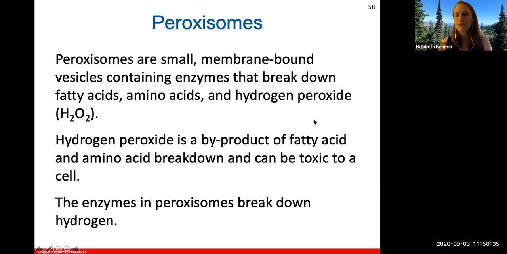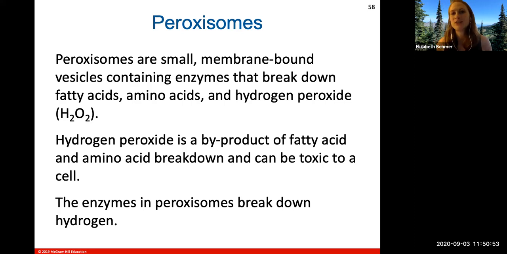Is everyone with me so far? Questions? I know we're going through a lot of material here, but at least hopefully it makes more sense than the transport part. Okay.